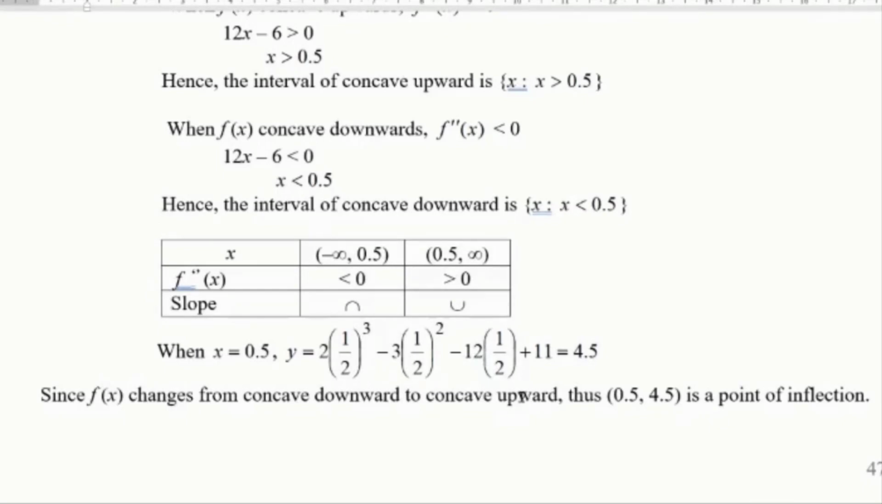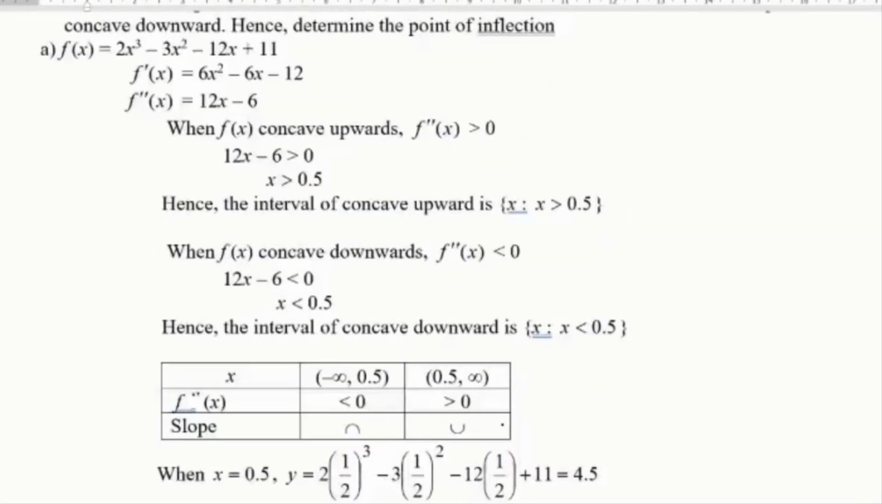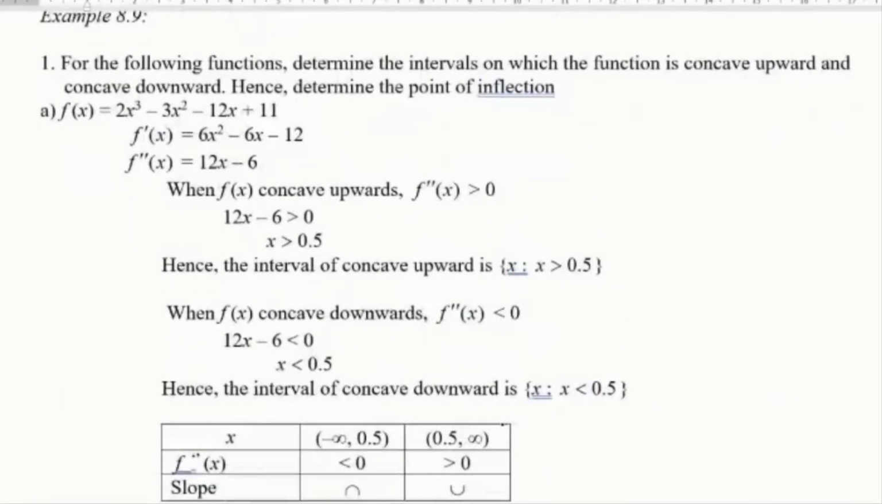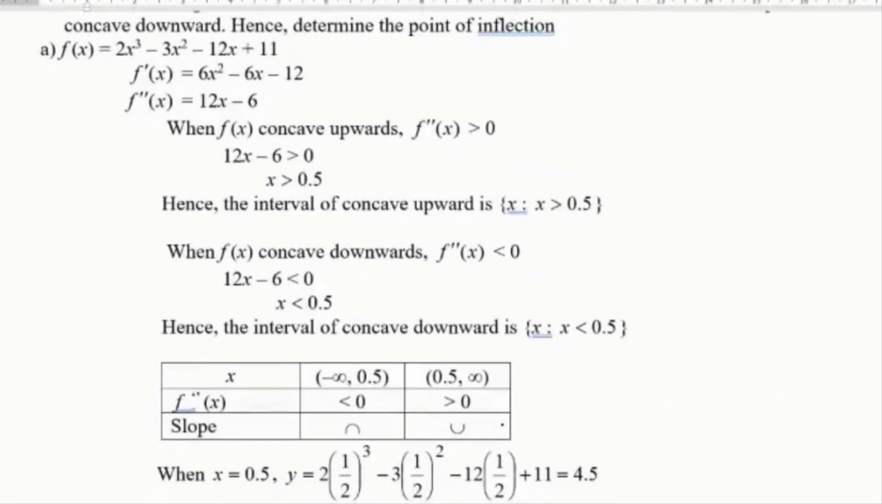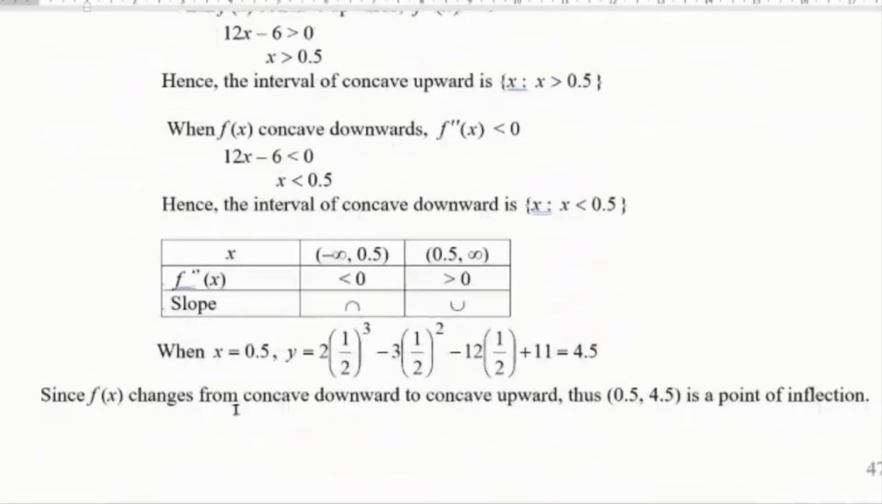So give reason. In your module, I didn't give reason. So you better give reason. So the reason is, since the function changes from concave downward to concave upward, then this point, that's why you need to calculate the y, because you want to mention the coordinate point. So that's why this point is a point of inflection. Give the reason. Okay, so this is by using calculation without using graph. Just now was using the graph without calculation. This one is by using calculation without graph.